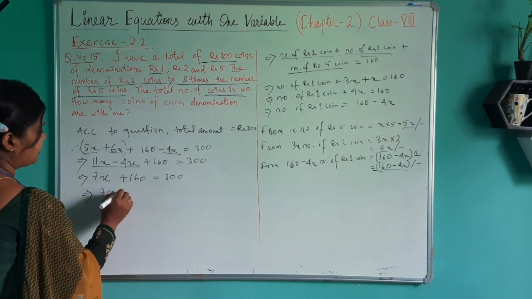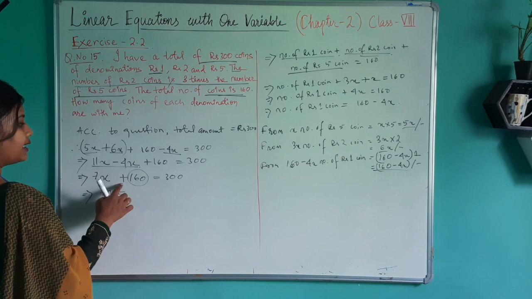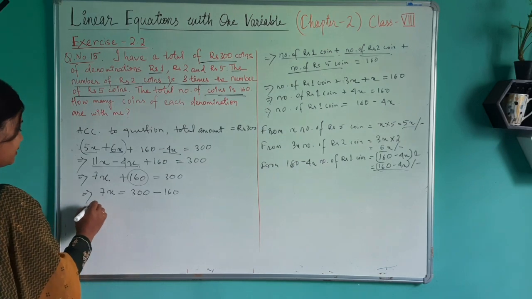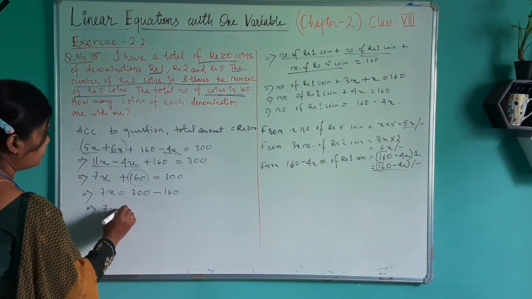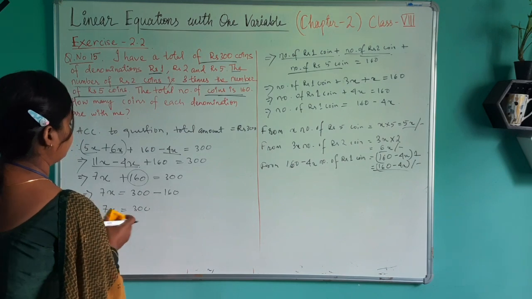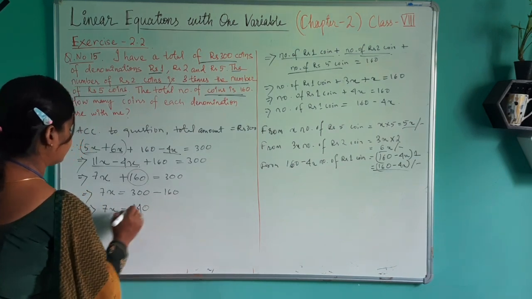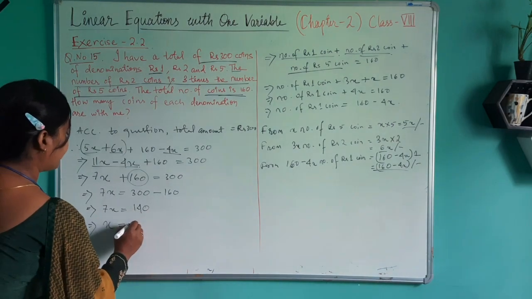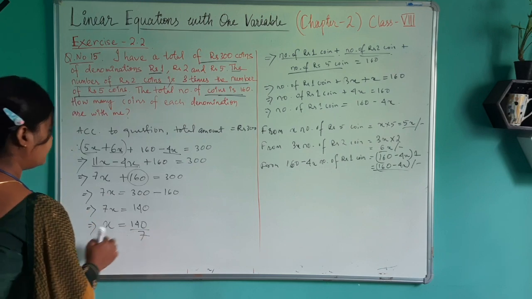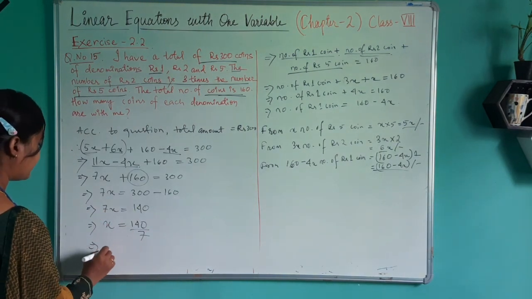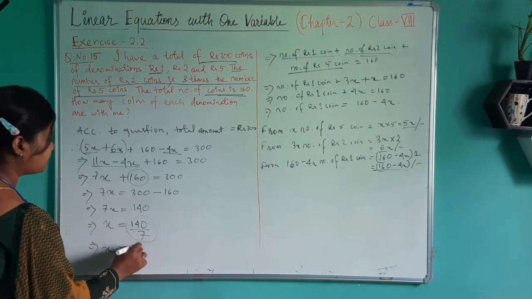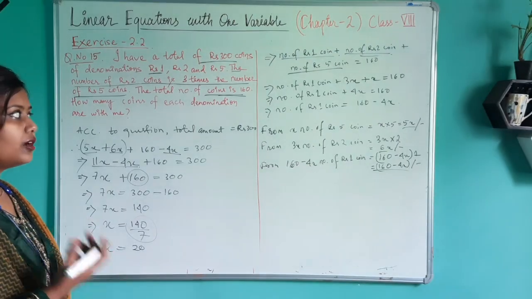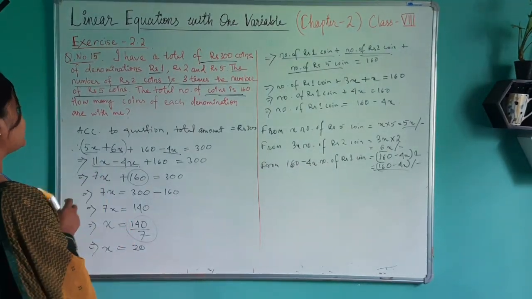Now see, 7x, remove 160 from here as it has been added. So it will be 300 minus 160. Then solve it. It is 140. Now remove 7 and transpose it to the right hand side. It will be divided, as it was multiplied. So the value of x is 140 divided by 7, that is 20. We found the value of x as 20. Now we can find how many coins of each denomination are present.